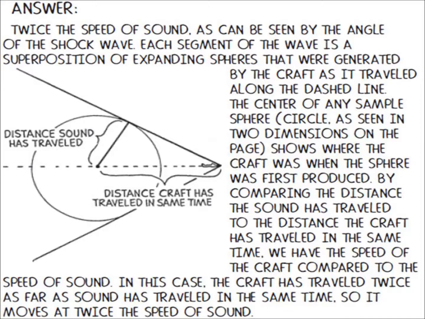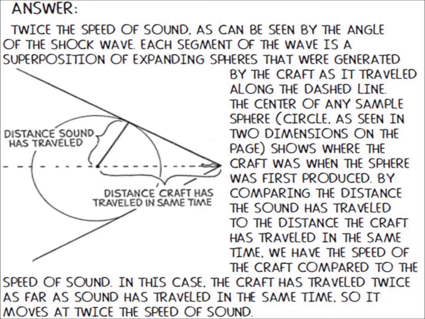Here there's 2 radii. There's a lot of gobbledygook here, far more than needs be. But there's 2 radii, therefore you're going to have Mach 2. So twice the speed of sound, as can be seen by the angle of the shock wave. Each segment of the wave is a superposition of expanding spheres that were generated by the craft as it traveled along the dashed line.